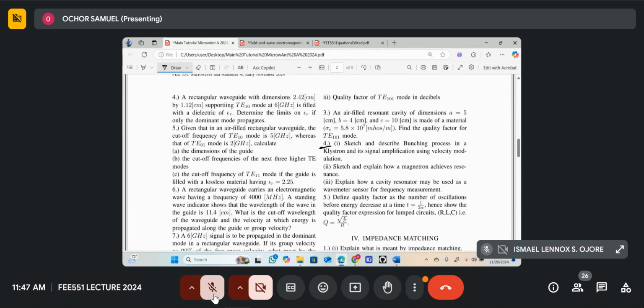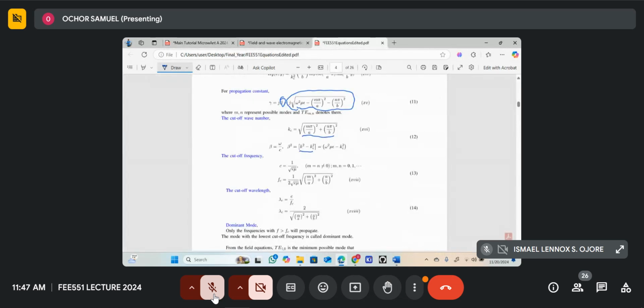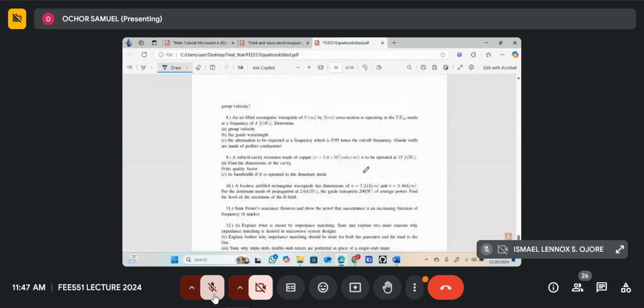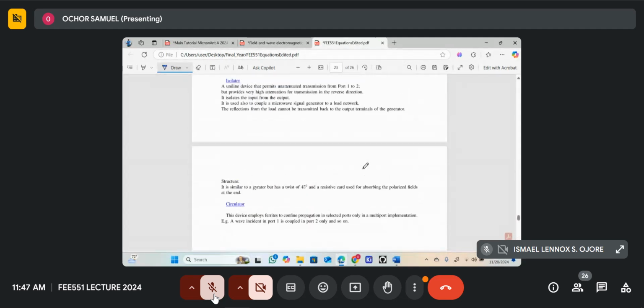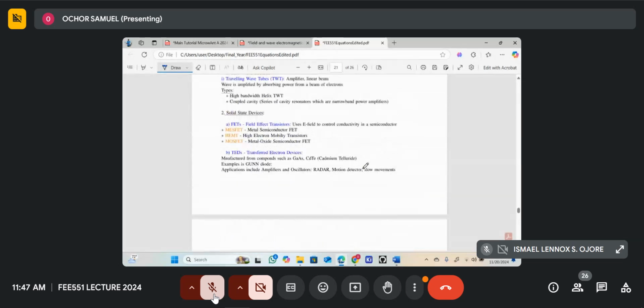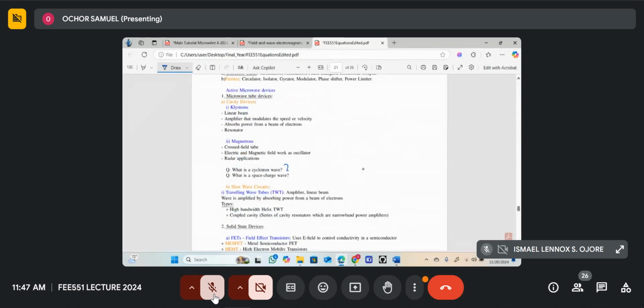This question on bunching was discussed by, I think, group 3 on cavity devices: klystron, magnetron, and what a cyclotron wave is. Those are some questions here. Let me share. Yeah, here. What's a cyclotron wave? What's a space charge wave? Those are in the PPT.